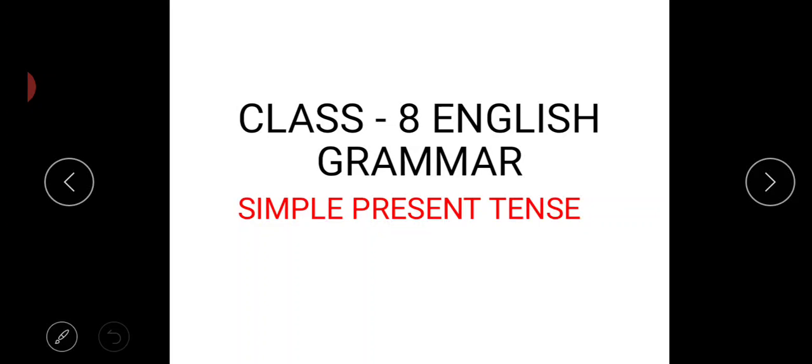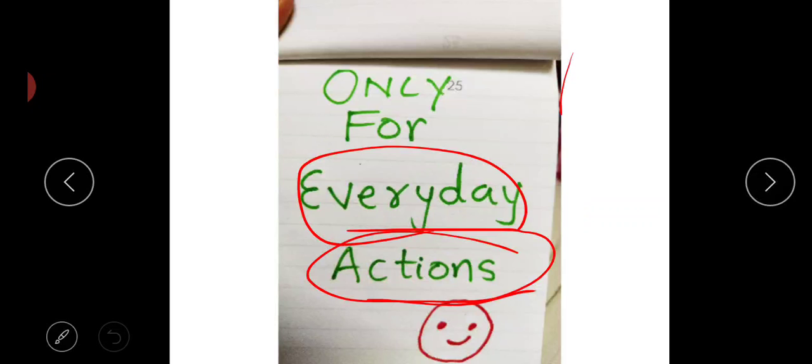The first question is when to use simple present tense. Second is how to use simple present tense. So let's first discuss when to use simple present tense. The answer is it is used only for everyday actions. This is very important. It is used only for everyday actions.